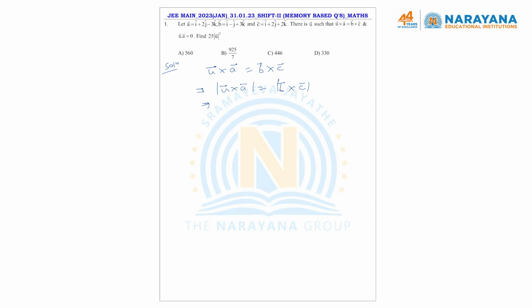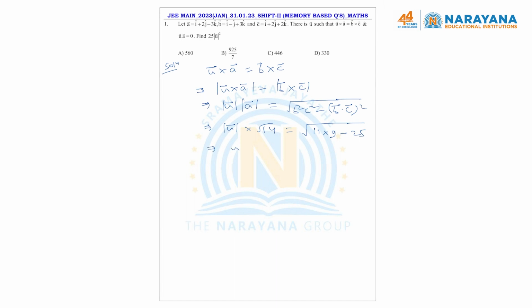since u and a are perpendicular, it will be only magnitude of u into magnitude of a, sin 90 is 1, and this can be written as b square c square minus b dot c whole square. Magnitude of u, magnitude of a is root 40 and b square is 11, c square you can see is 9, minus b dot c, you can see as 5, which is 25 if you do the square.